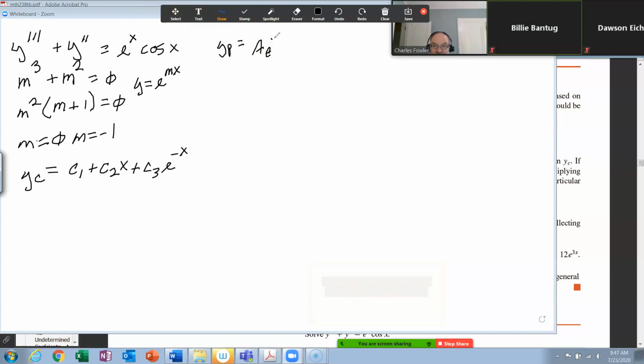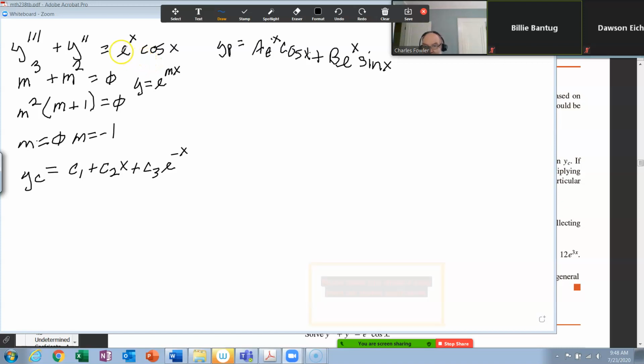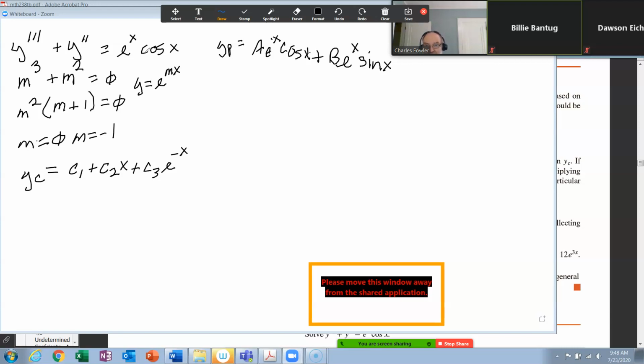A e to the x cosine x plus b e to the x sine x. Now, neither one of these conflicts with anything down here. This is a product, so you've got e to the x times all your possibilities for the cosine, which are sine and cosine, and so your e to the x is going to show up in both of those. So we now have to start taking a bunch of derivatives. The y sub p prime. Good practice for Calc 1, wasn't it?